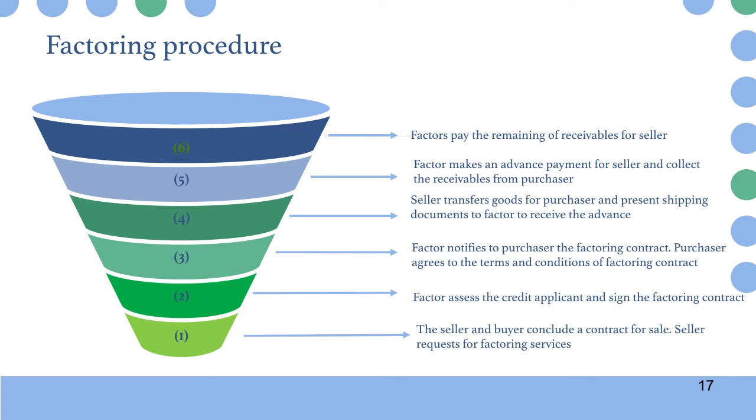Next, seller transfers goods to purchaser and presents shipping documents to factor to receive the advance. Then, factor makes an advance payment to seller and collects the receivables from purchaser. Lastly, factor pays the remaining receivables to seller.